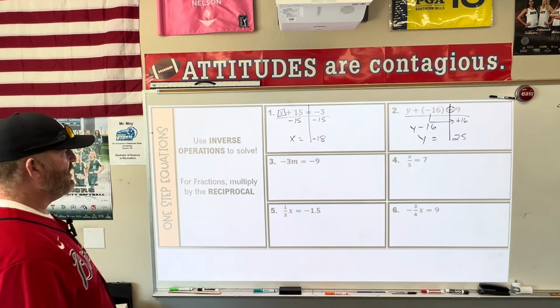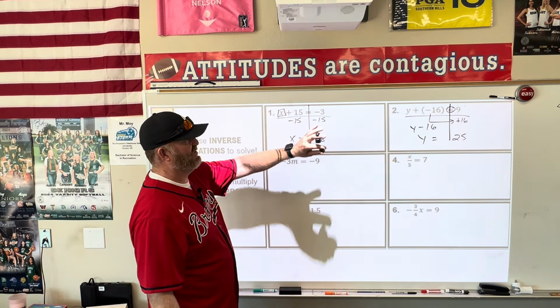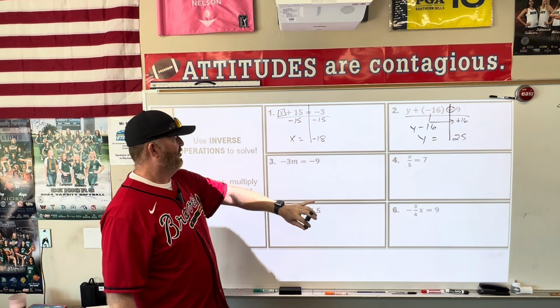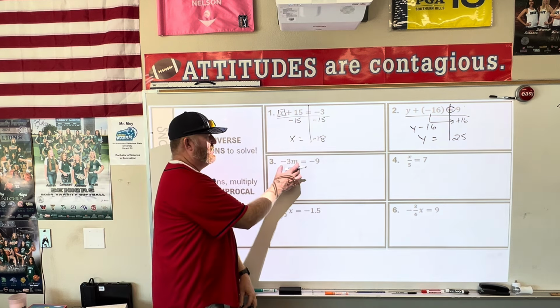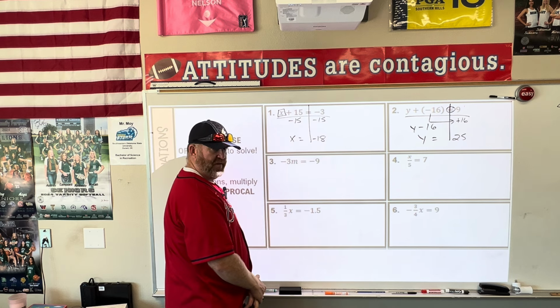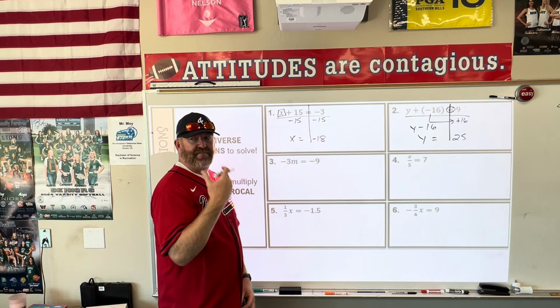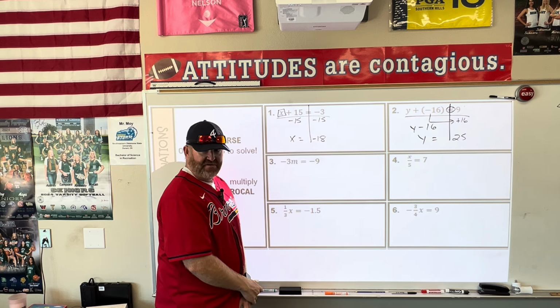All right, here we go. We know how to do adding and subtracting. That's easy. We're good? Cool. What about this? What is negative 3m? What kind of problem is that? It's multiplication. So we're doing inverse operations. What is the opposite of multiply? Division. So I'm going to divide.